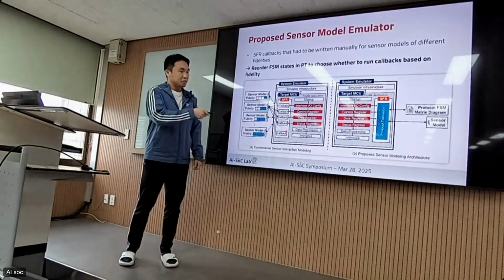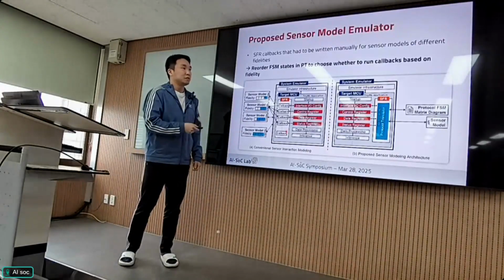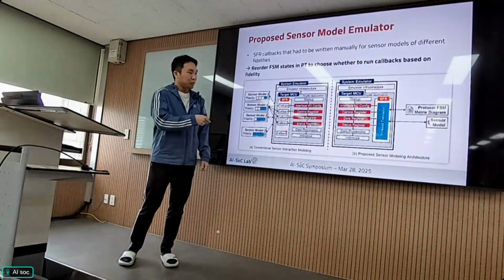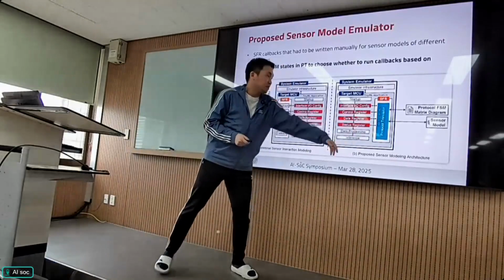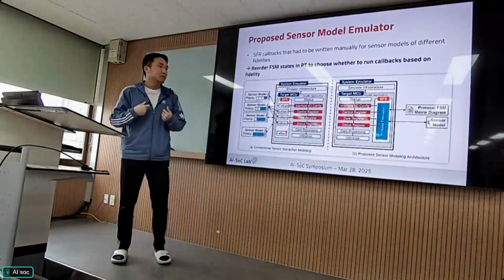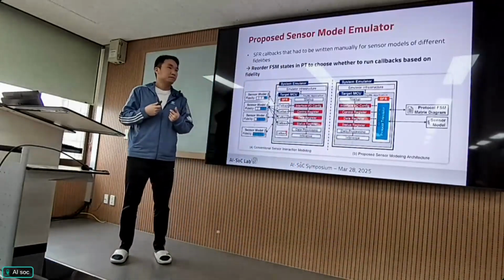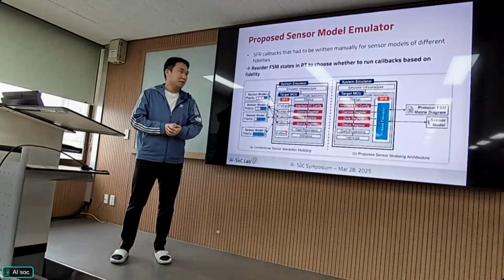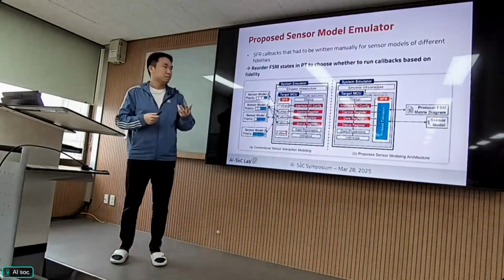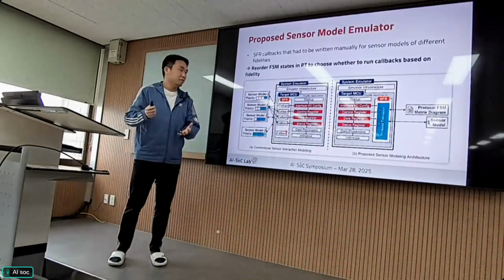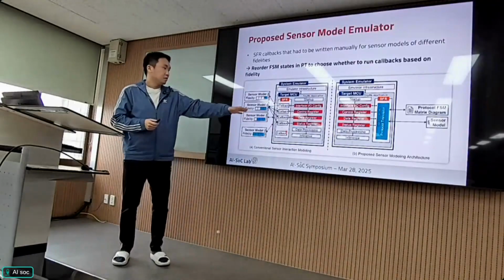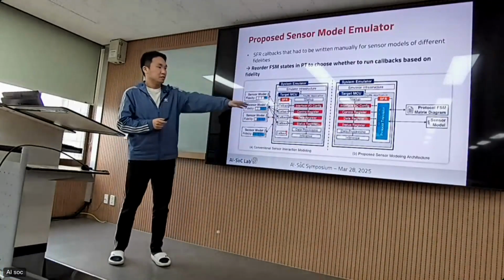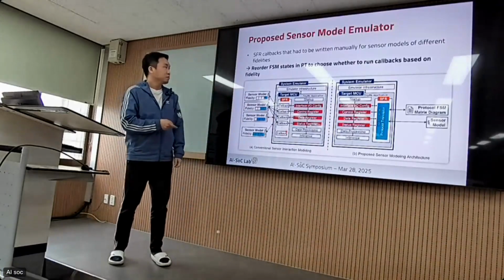So I model the sensor as a hierarchical abstraction level, and this layer is called the protocol translator. It takes an input protocol, which is described as a state machine diagram, and it can convert the diagram into executable code. Yes, that is the role of the protocol translator.